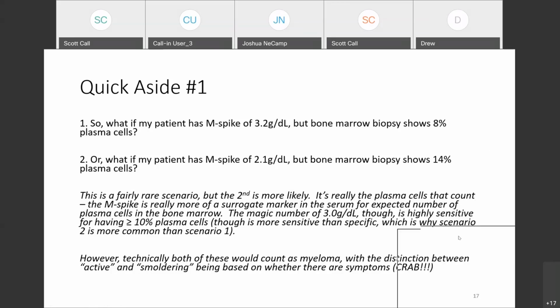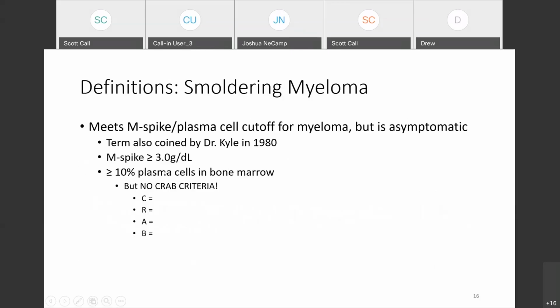The reality is that it's really the plasma cells that we care about in terms of diagnosing myeloma. The M spike is really just a surrogate marker for the expected number of plasma cells. And this magic number of 3 came about because it's very, very sensitive for having at least 10% plasma cells in the bone marrow. So it would be very rare to have an M spike of 3 or higher and not have 10% plasma cells. Technically speaking, though, I believe that either of those things would qualify a patient as having myeloma. So both of these scenarios would count as myeloma. Going back to the previous slide, you only need the M spike or the plasma cell criteria. You don't have to have them both, although you almost always will have them both.